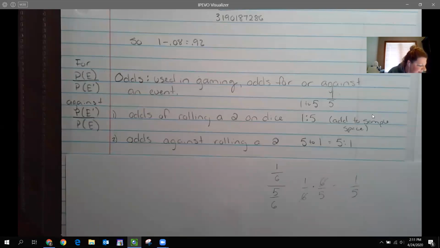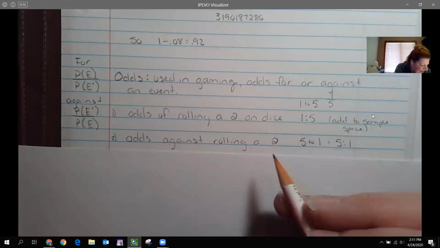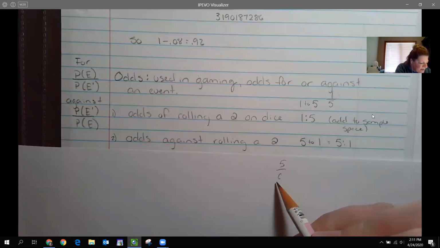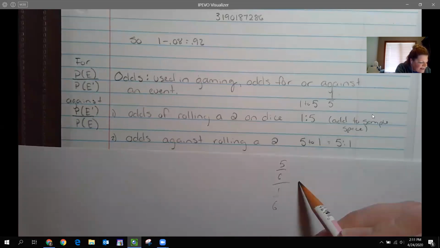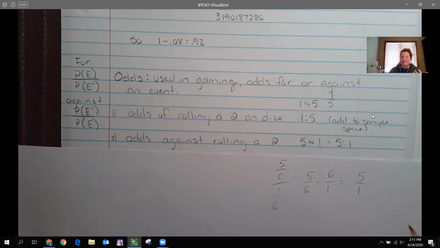Okay. Odds against rolling a 2. Well, we're going to flip these fractions for against. The probability of against is 5/6 divided by 1/6. So flip that over, and you get 5/6 times 6 over 1, which is 5 to 1. So it's the opposite, and they still add to the sample space. So the odds against rolling a 2 are 5 to 1.